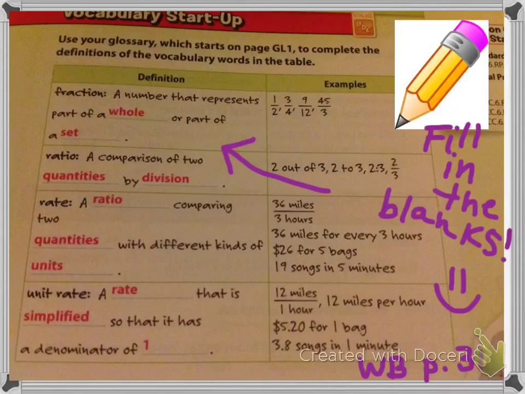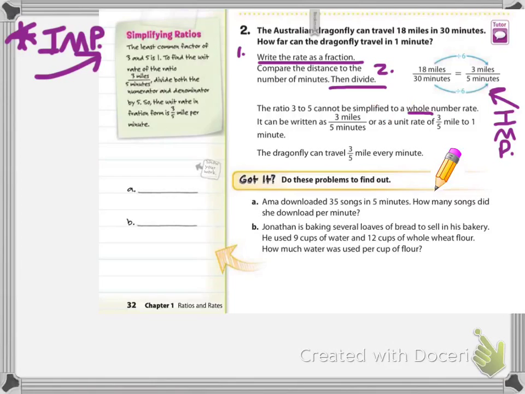And again, this is a good page to help you realize the difference between fractions, ratios, rates, and unit rates, but also see how they are alike. So you have definitions here, and you have examples of each on the right side of the column. So take a moment to pause the video, make sure you have all of this filled in before you move on to the next screen in the video. Pause now, I'm moving on.